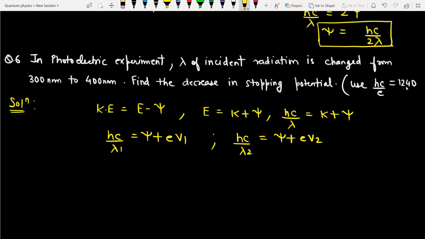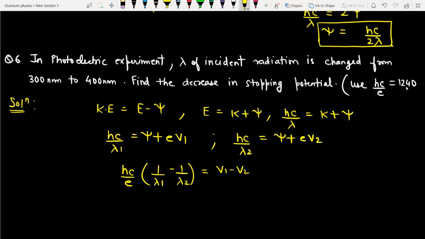The decrease in the stopping potential is obviously V1 minus V2. So if we use this particular equation, we eliminate psi and we get hc over e times (1 upon lambda 1 minus 1 upon lambda 2), which is equal to V1 minus V2, the decrease in the stopping potential. If you subtract this equation from this equation, we get eV1 minus eV2, psi cancels, you send this e to the other side, and this is what you get.